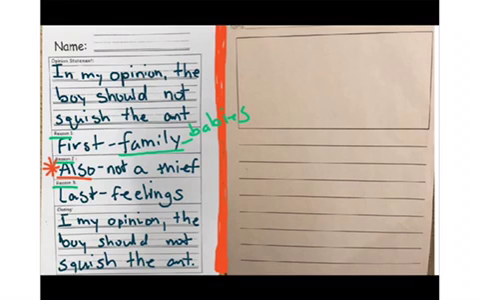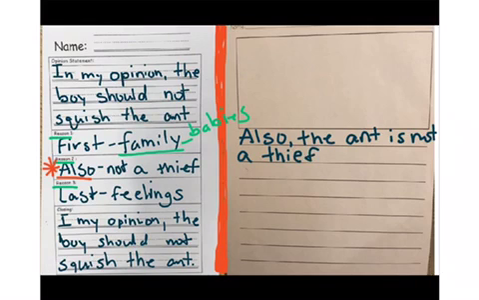I'm going to continue and say, also, the ant is not a thief. Remember, they thought he was stealing from the picnic. And I use a special word, because. There it is in that green writing. The ant is not a thief because, and this is where I'm going to give my support for this reason.